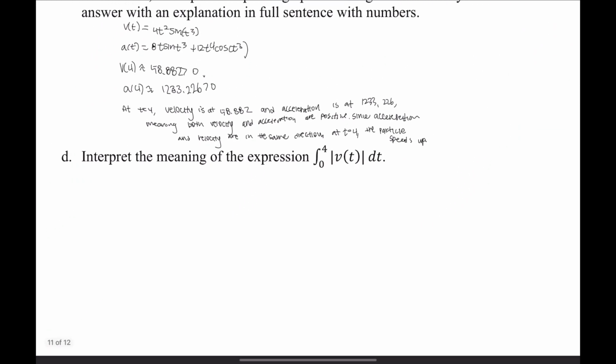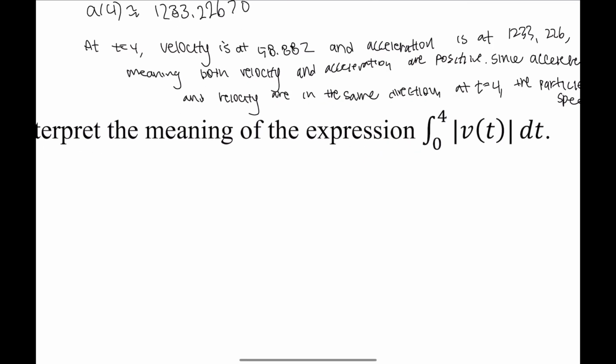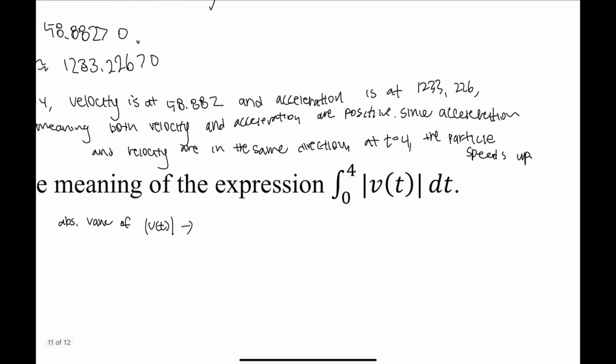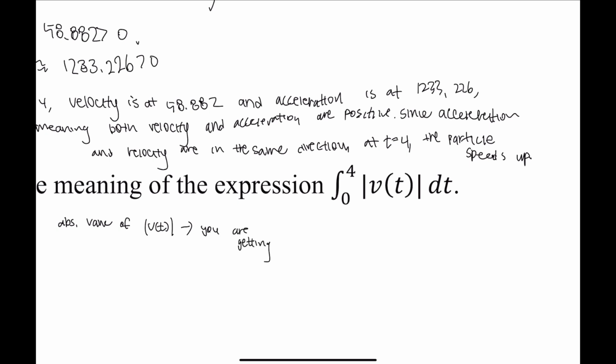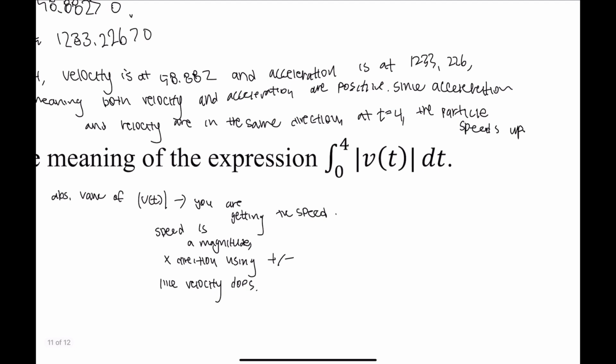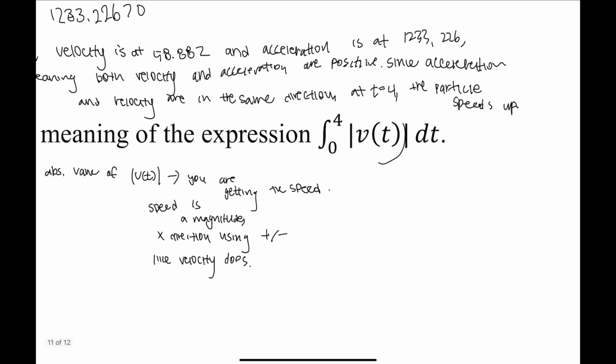And then going off to part D, interpret the meaning of the expression integral 0 to 4 of absolute value of v of t dt. So absolute value of v of t, or velocity. This means that you are getting the speed, right? Speed is magnitude, and doesn't include direction, using positive or negative like velocity does. Okay, so speed is essentially the absolute value of the velocity function. So whenever you're seeing this, that means you're trying to get the speed.